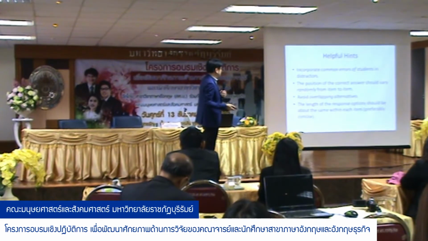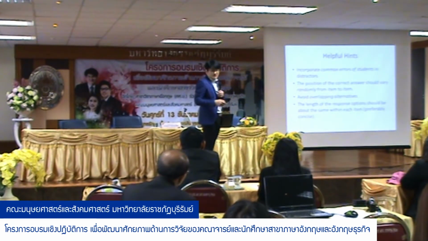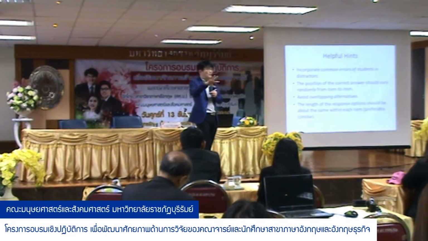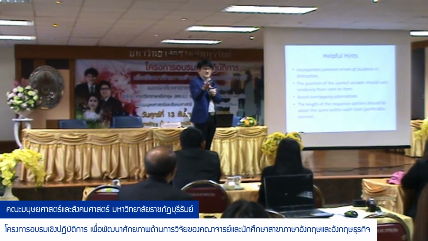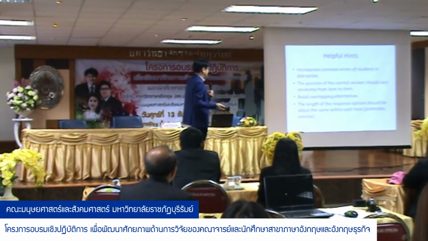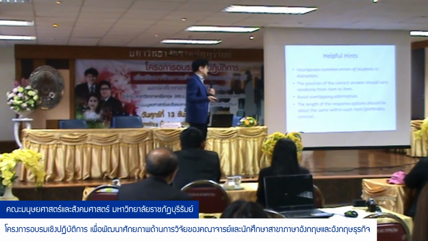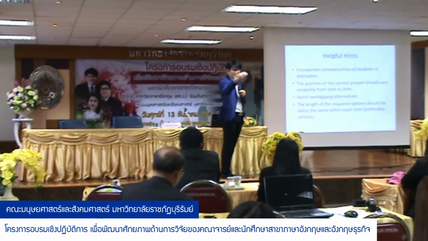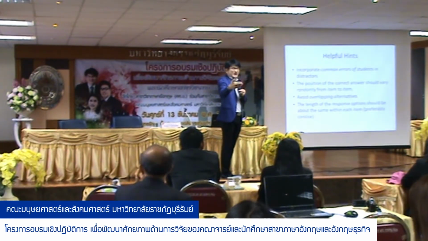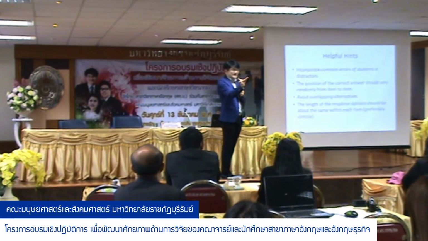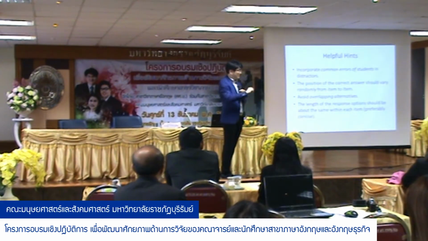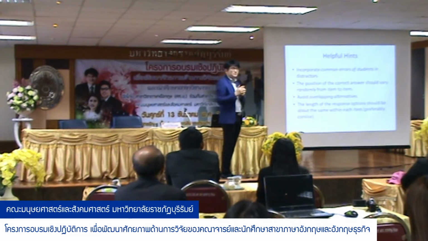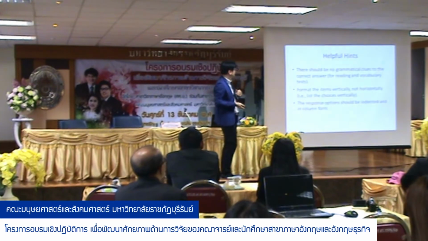And then the third point here: avoid overlapping alternatives. Sometimes the options overlap, and so there will not be only one correct answer. Then there will be two possible answers. Okay, so be careful with that. And again, the length of the response options should be about the same within each item, and usually concise. Don't make the distractors too long. Make them concise and easy to read. Okay. And the length should be the same for all the distractors.